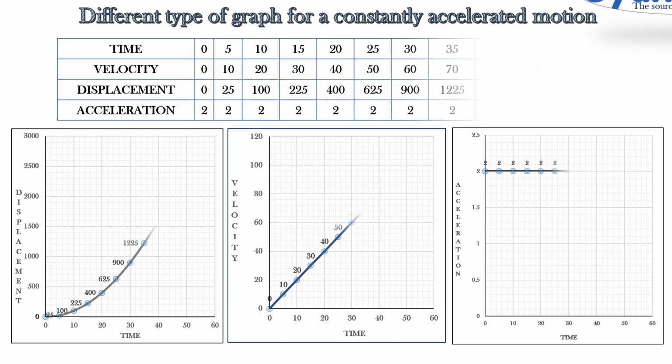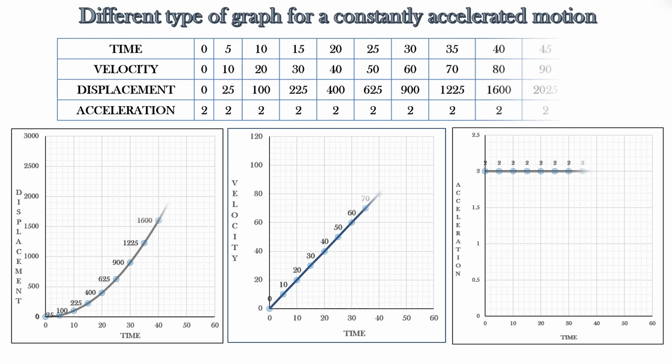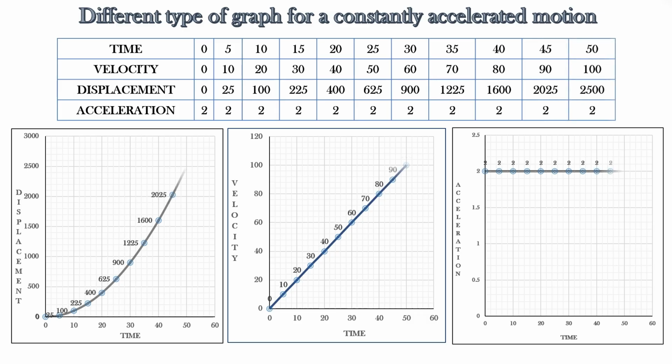Here, the values used in the table are obtained from calculation based on equations of motion. In the considered situation, the object is at rest at the origin. A constant acceleration of 2 meters per second square is acting throughout the motion.